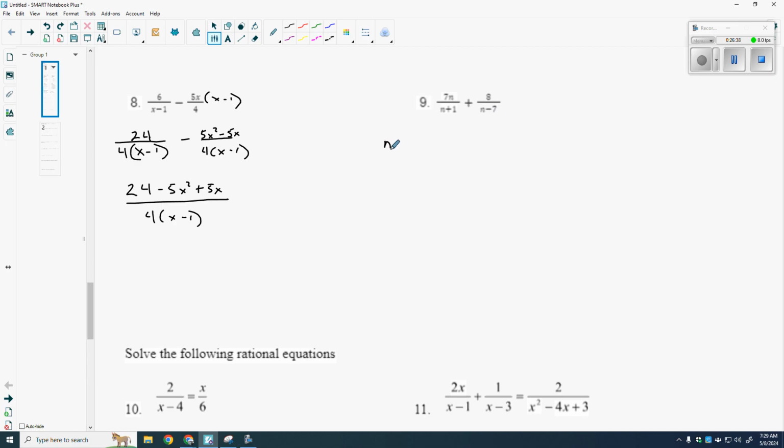Same thought process. Common denominator must contain each of the factors of each of the denominators. It has to have an n plus 1. It has to have an n minus 7.